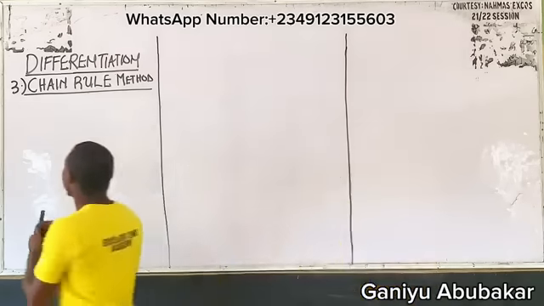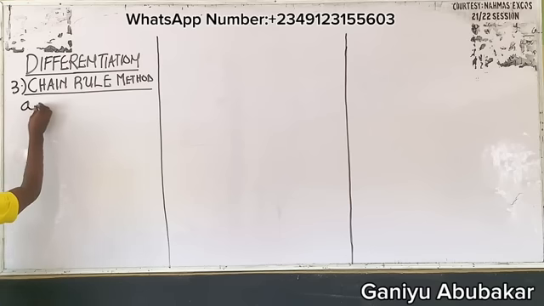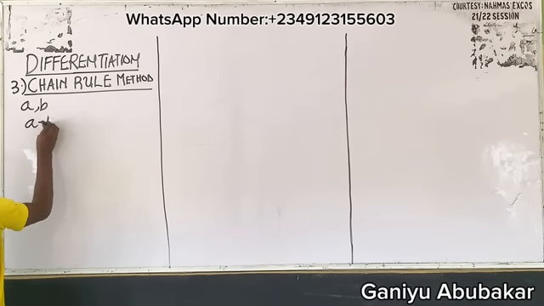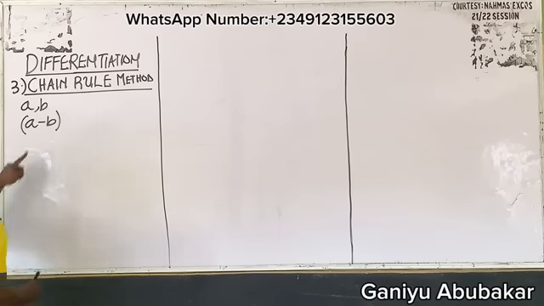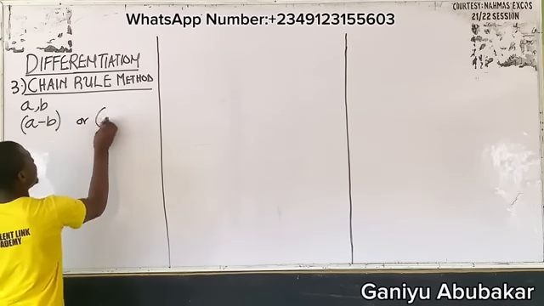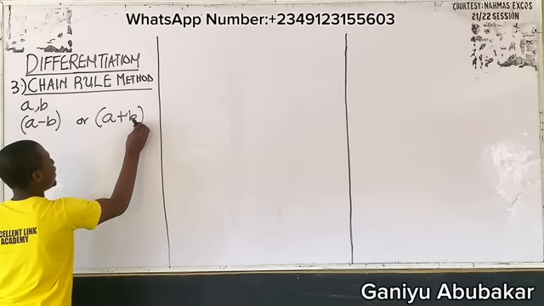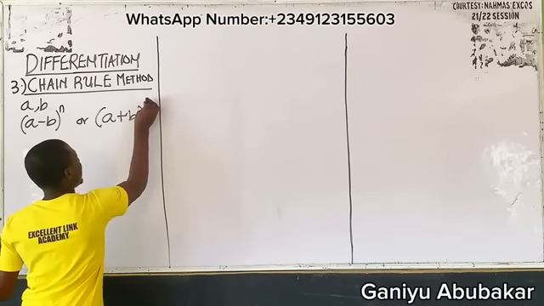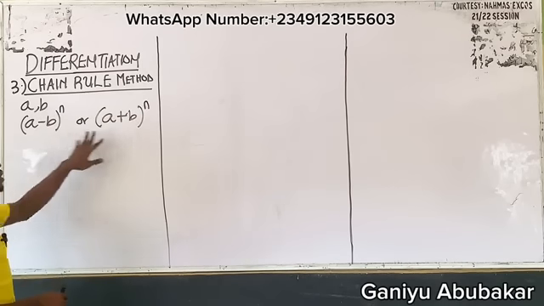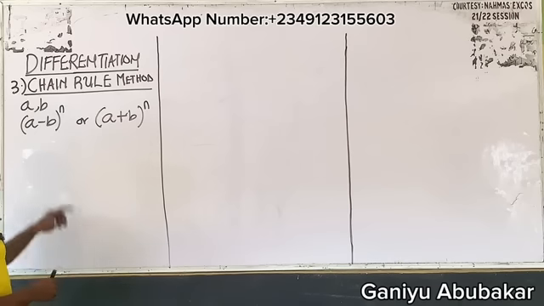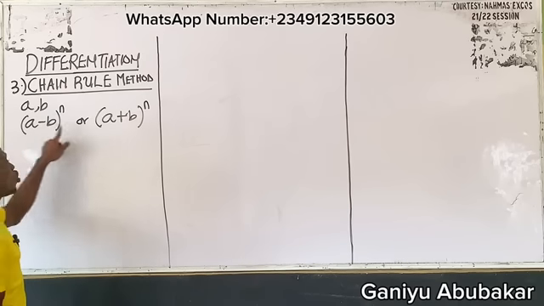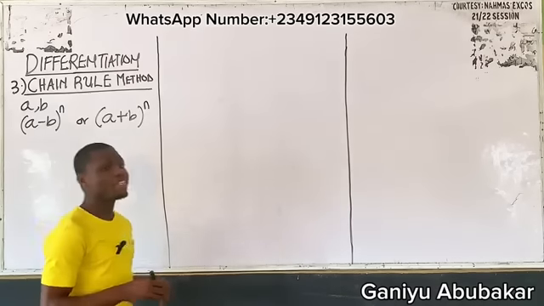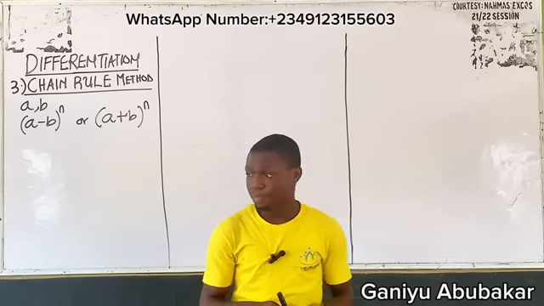Let's say I have variables A and B, and A and B are subtracting each other, or A and B are adding each other, such that they are raised to a particular power. Something of this nature is referred to as chain rule. If I have two variables subtracting or adding such that they are raised to a particular power, you apply the concept of chain rule, please.